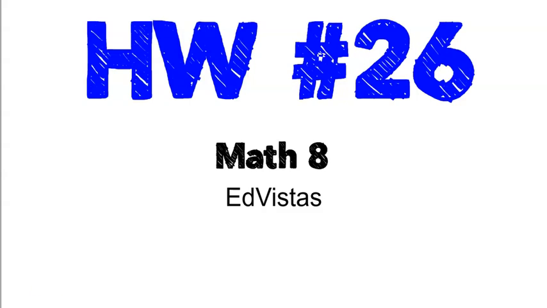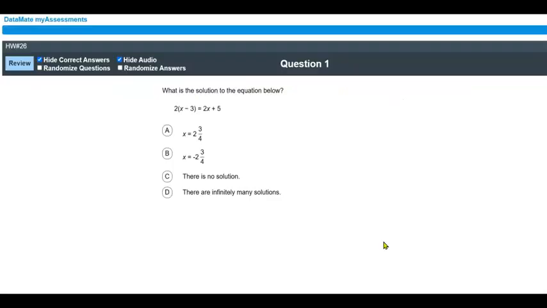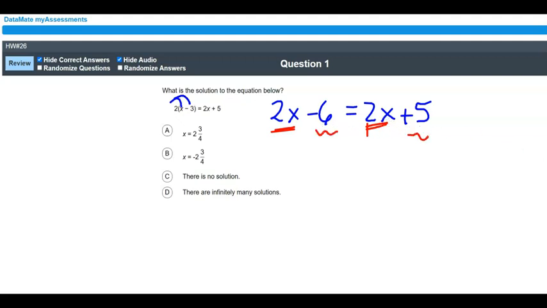Homework number 26. For question number 1, you'll need to solve this equation by distributing, giving you 2x minus 6 equals 2x plus 5. Do you see it already? Matching variables, but different constants, means you're going to have a special solution.